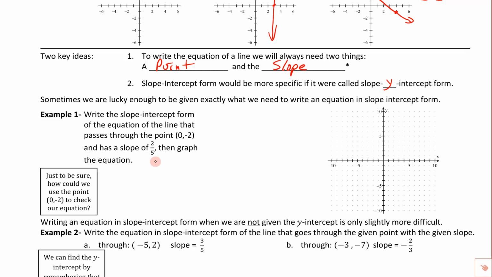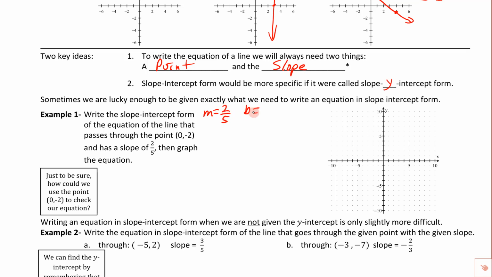So this problem says write it in slope-intercept form, and it gives us a point (0, -2) and a slope of 2/5, and then it says graph the equation. Now, if you stop and think for just a second, and keep in mind what we talked about up above in these two key points, this right here is the slope. So we know we've always got to have the slope. So the slope on this one is 2/5.